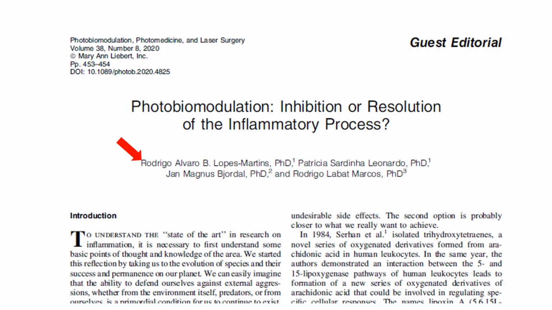So when we talk about the use of laser therapy with acute injuries, this is a paper I just really like to reference. They ask the question, photobiomodulation: are we inhibiting or resolving the inflammatory process? So we all know that the non-steroidal anti-inflammatory drugs block certain COX enzymes to interfere with the inflammatory process in the tissues, and of course that interferes with healing, as Dr. Merkin indicated earlier.